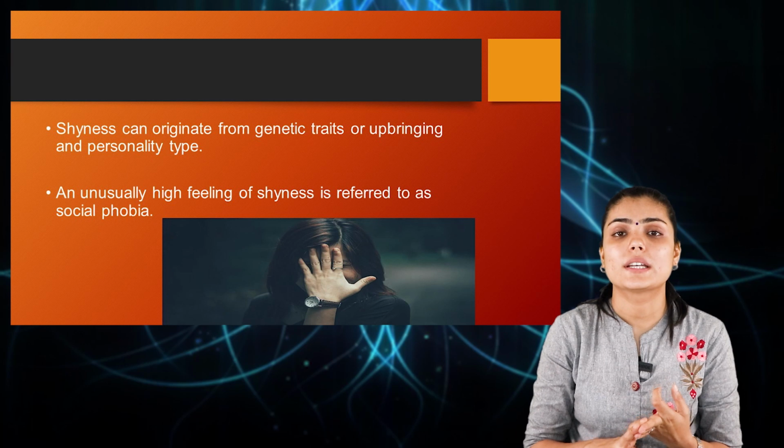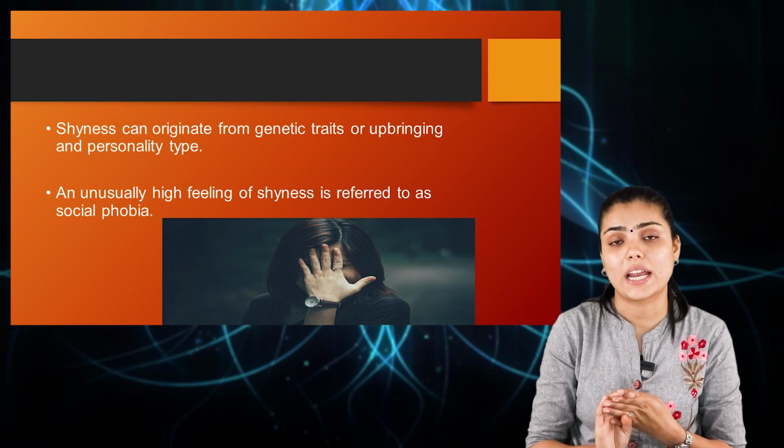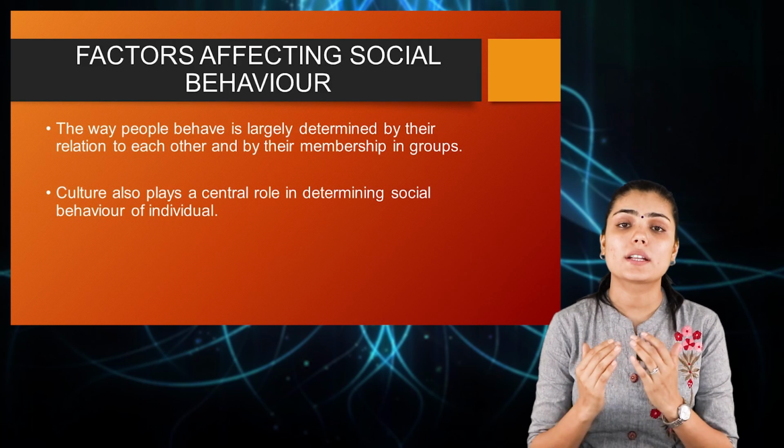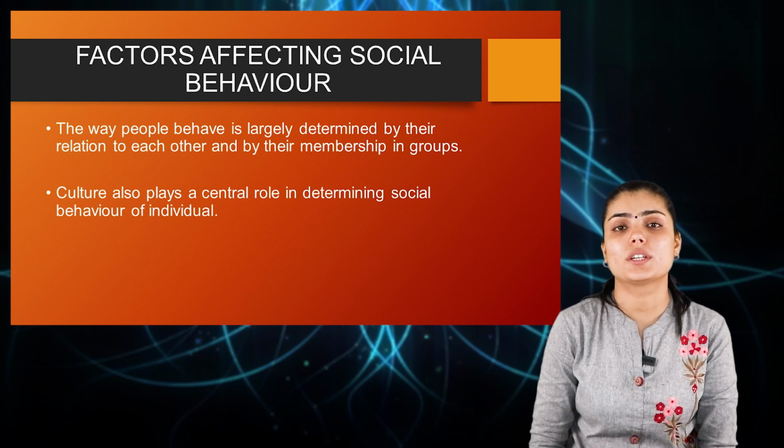So these are the different types of social behavior. The first one is aggression, the second one is altruism, the third one is scapegoating, and the last one is shyness. Now let us see what are the different factors that influence social behavior.